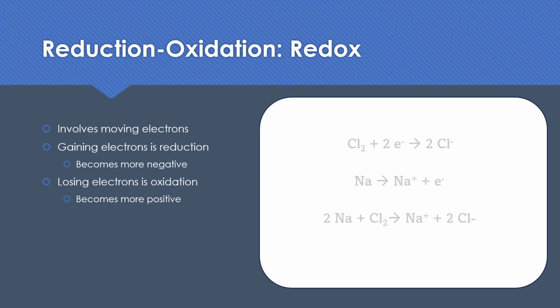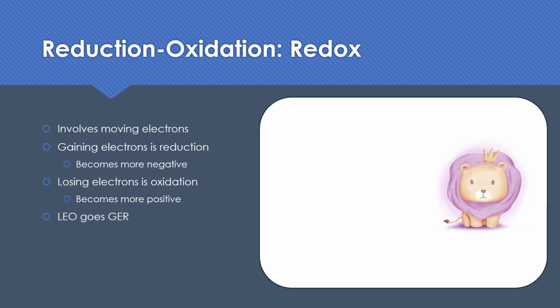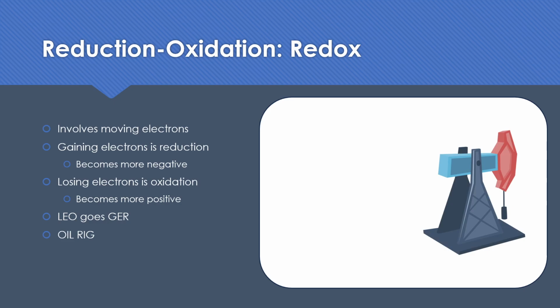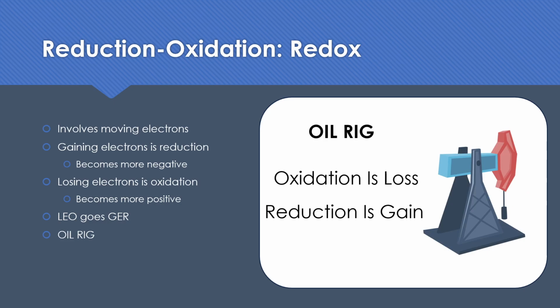There are two mnemonics that I find helpful in remembering this. There's LEO says GER. So Leo the lion says GER: Lose electrons, oxidation. Gain electrons, reduction. The other one I like is OIL RIG. Oxidation is loss. Reduction is gain. So, whatever helps you remember that.